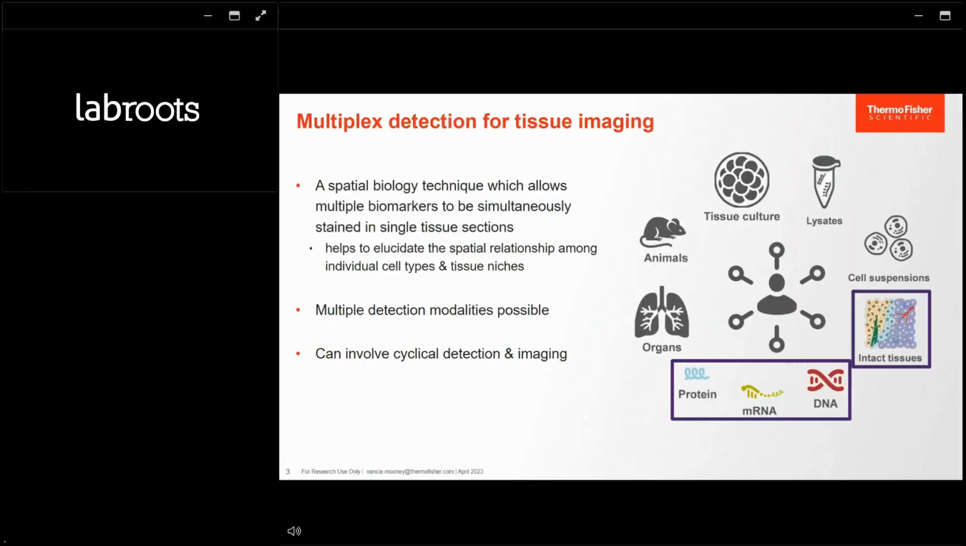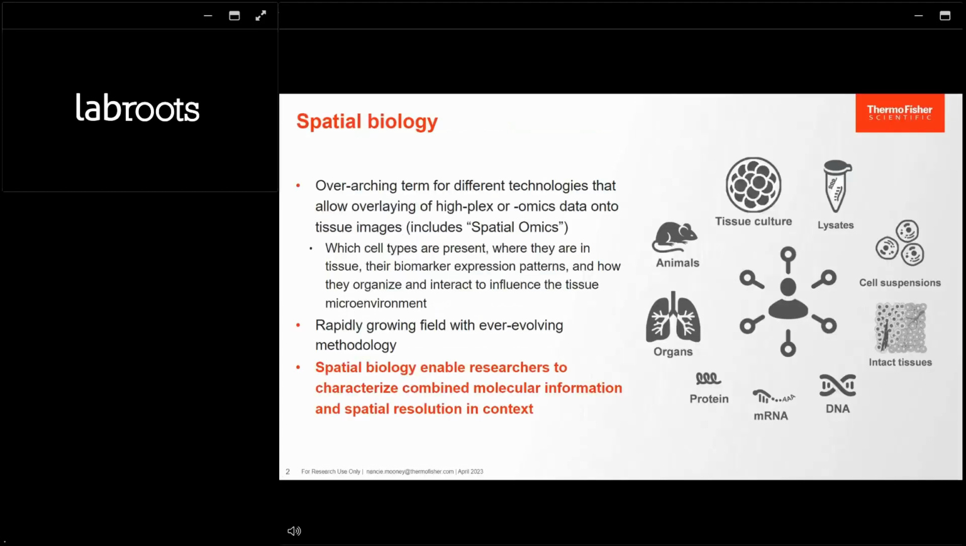Hi, I'm Nancie Mooney. I'm a scientist in research and development at Thermo Fisher Scientific. Today I'm going to be presenting about tissue preparations and handling for multiplex imaging in spatial biology research. Spatial biology is an overarching term for the different technologies that allow the overlaying of high-plex or omics data onto tissue imaging. This includes what we consider spatial omics and allows us to take things like epigenomics, transcriptomics, proteomics, and apply them in a more spatial context.